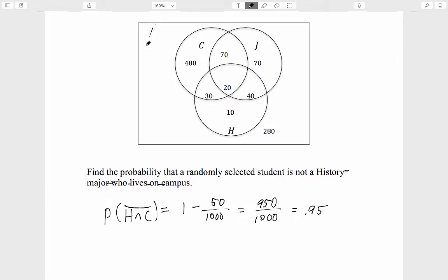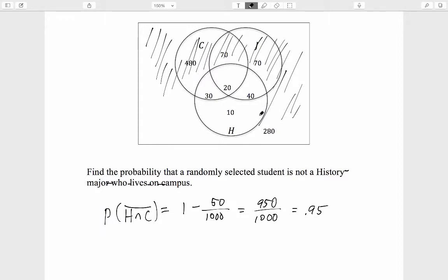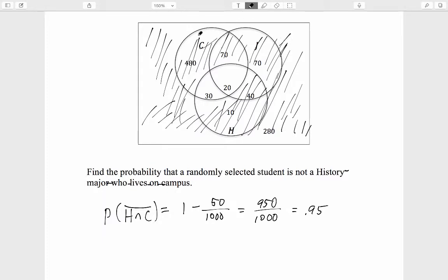If we weren't sure, we could start with drawing a Venn diagram and shading everywhere that you find someone who is not simultaneously in the H circle and in the C circle. So we're doing all this shading in all 6 of these regions outside of H and outside of C. If we wanted, we could count up all the numbers in those 6 shaded regions. They add up to 950, or perhaps this shading just makes it clearer that we want everyone except those 50 students to count towards the event.